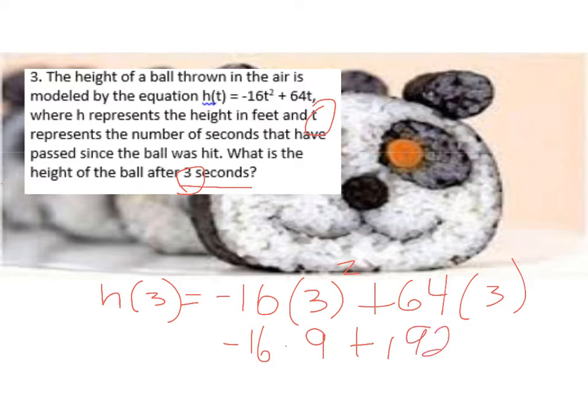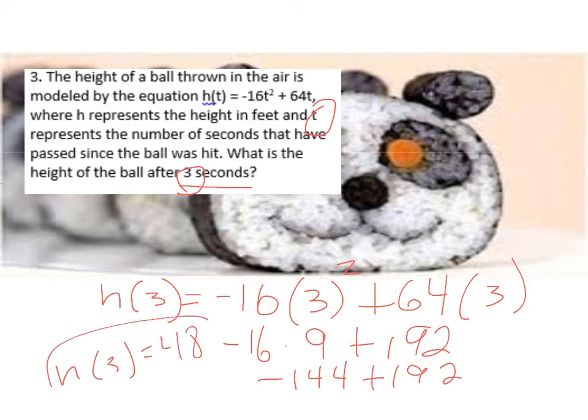We have a negative times a positive. Negative 16 times 9 is negative 144 plus 192. The signs are not the same. So when we subtract, we get h of 3 is equal to 48. So you see on this problem, when they tell you the unit of measure with it, it's a hint as to which variable you're replacing. 3 goes in for t.